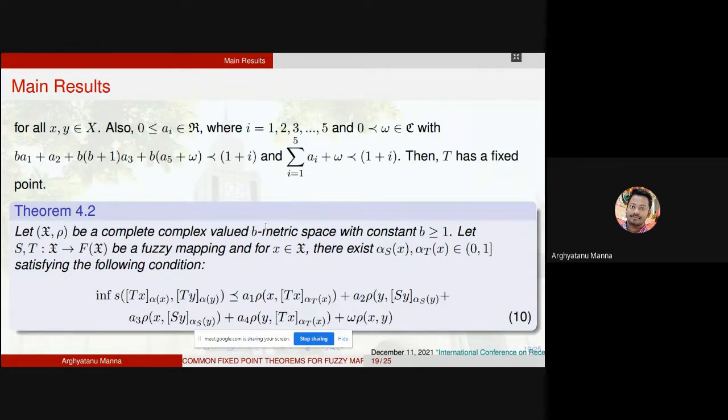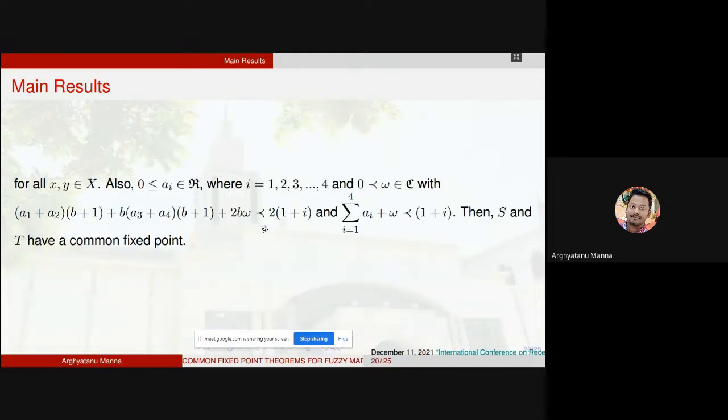And the second main result: let (X, ρ) be a complete complex valued geometric space with constant b ≥ 1. Let S, T: X → F(X) be fuzzy mappings, and for x belonging to X, there exist α(S), α(T), and the following conditions are satisfied, then S and T have a common fixed point.